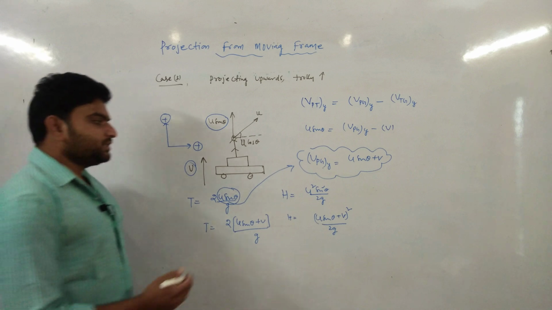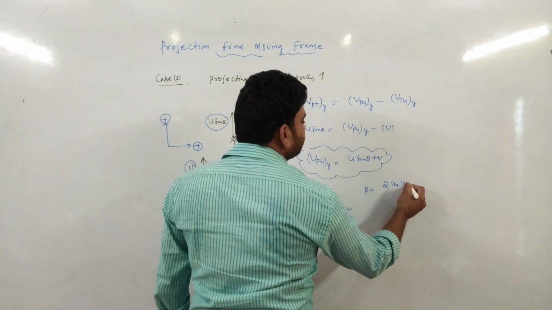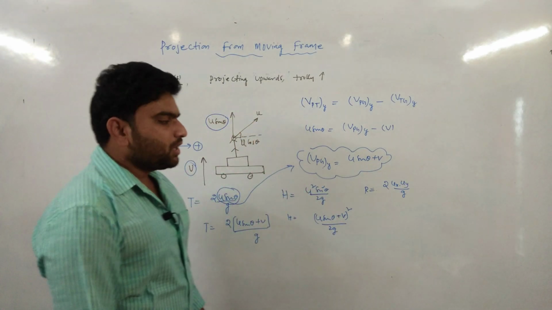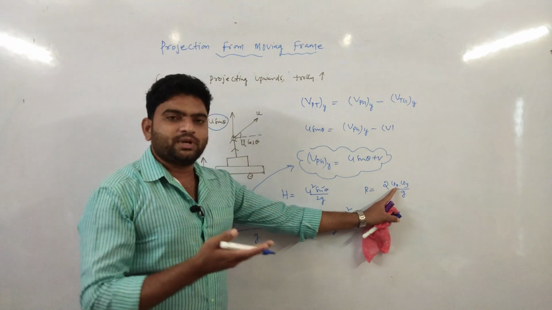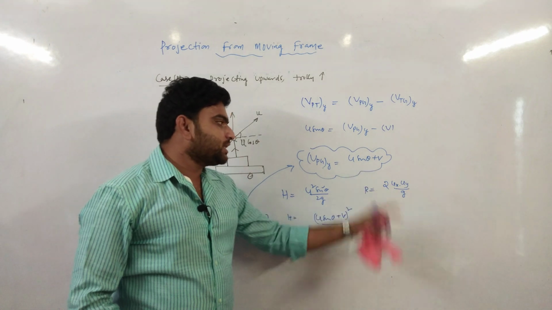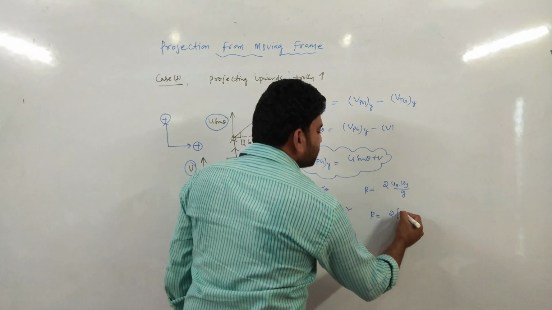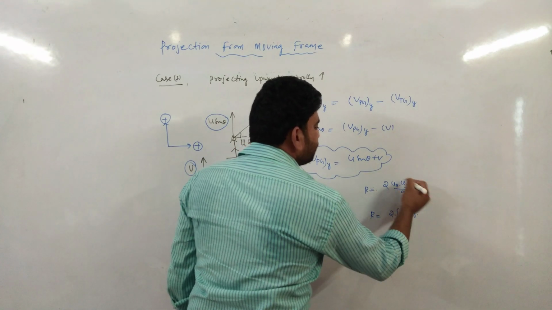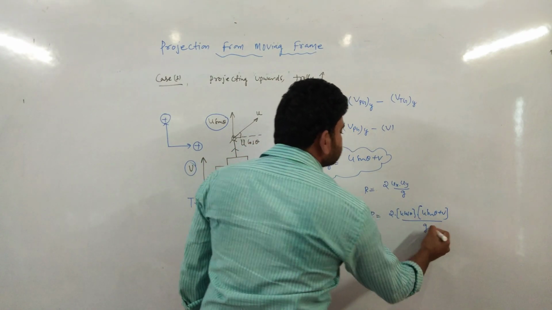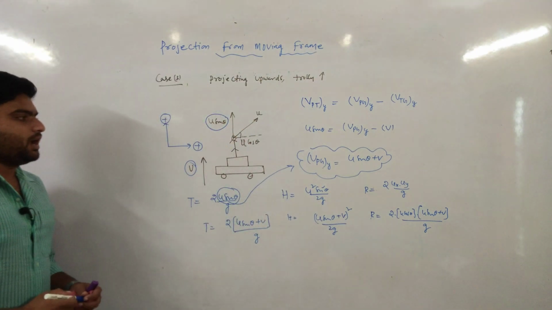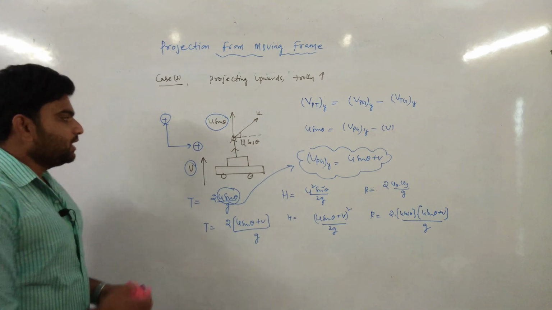And if you look at the horizontal range also, my range formula becomes 2ux into uy by g. Generally we have this basic formula, whereas ux is constant here, since we are projecting the body in the upward direction, so the horizontal component remains constant, and uy becomes u sin theta plus v, and my range formula becomes 2 into ux, which can be written as u cos theta, into uy, which is u sin theta plus v, by g. This is the range formula. And we'll see the fourth case, that is the final case. Now I hope you understand case number 3, and we'll see case 4.